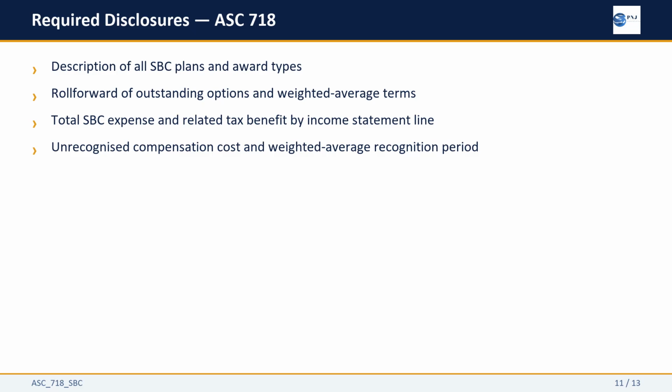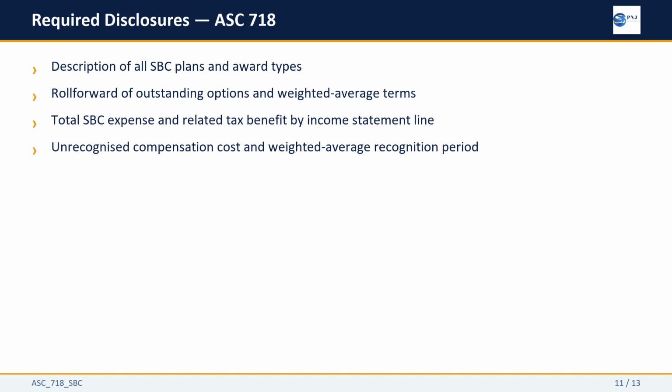ASC 718 requires some of the most detailed disclosures in US GAAP. Companies must describe all SBC plans, the types of awards, vesting conditions, and maximum option terms. The weighted average grant date fair value of awards granted during the period must be disclosed by award type. Total SBC expense recognized must be broken out by income statement line along with the related tax benefit. A full roll forward of outstanding options is required. Grants, exercises, forfeitures, expirations, and ending balance, with weighted average exercise prices and remaining contractual terms.